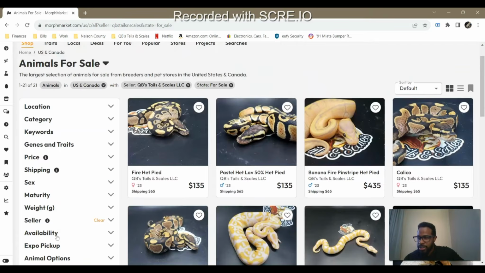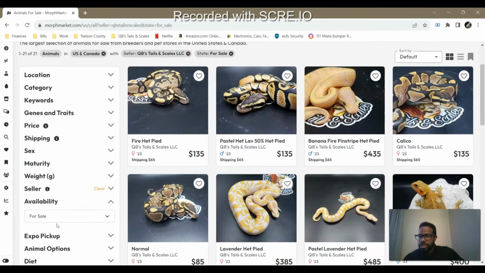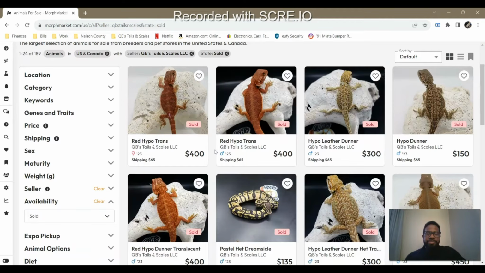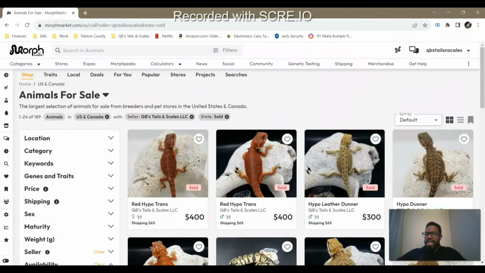All right. Build it. I'm going to do all the ones that I've sold because I want to see what my ratio is. I sold 189 animals on Morphmarket and I only have 24 reviews. All right, thanks, buyers, for not leaving reviews on here. But that's beside the point. So all right, let's look at the bearded dragons and see what we can find here.